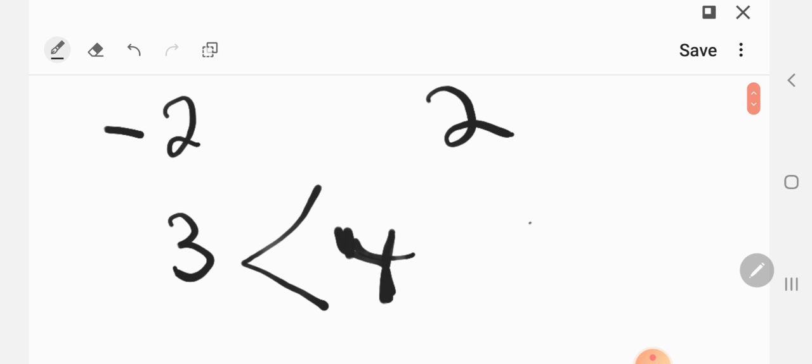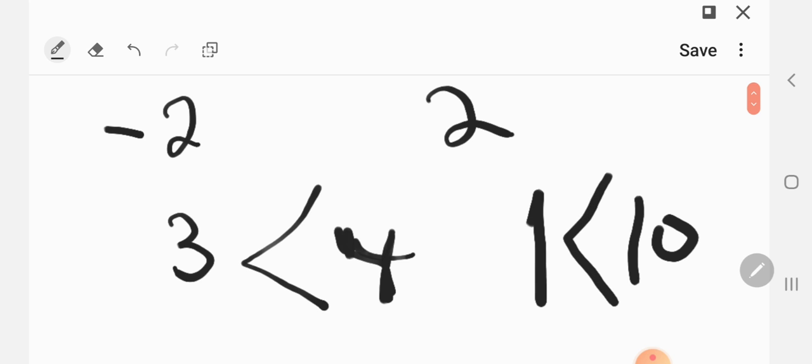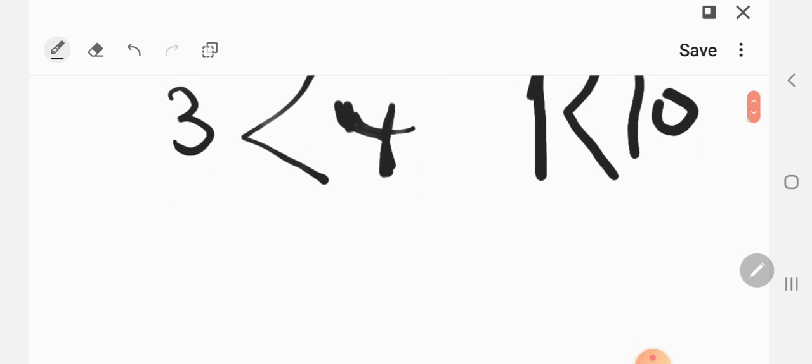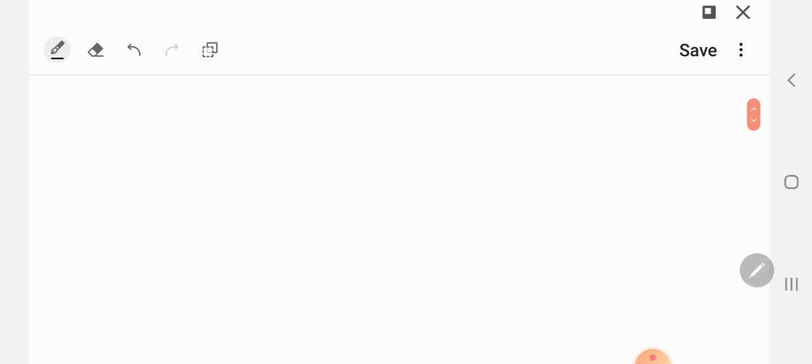If we have 1 and 10, which one is smaller? Yes, 1 is smaller than 10. It's very easy, I guess, right? Shall we go to the negative and positive? If we say -1 and 1, who is bigger? Yes, it's the positive one. As we said before, no sign means positive. Who is bigger? It's 1.